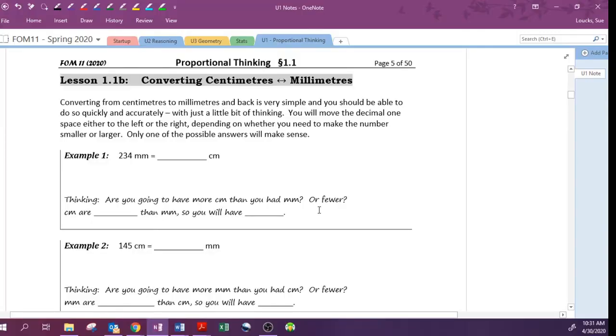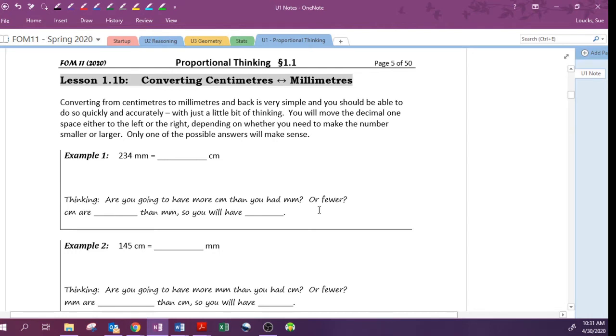The next thing for us to learn is how to convert units. And there's some conversions that you should be able to do just off the top of your head, and that is specifically converting from centimeters to millimeters. There's a couple of ways you can do it. You can memorize stuff, but I'm not a fan of memorization. I'm a fan of making sense out of things. So you'll see this later on, but when you move from centimeters to millimeters, you're moving the decimal 1 space either to the left or the right, okay?